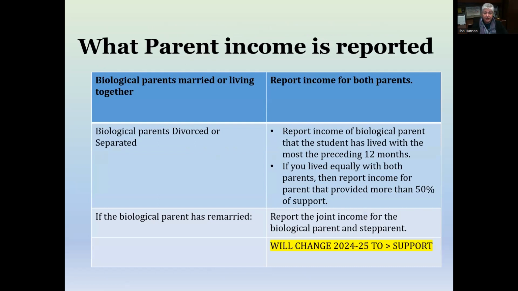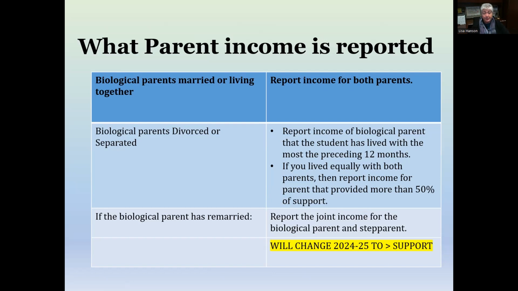Once you have made the determination that parent income is going to be reported, then we need to know what parent information to include. If the student's biological parents are married or if they are living together, then you report income for both parents. And in some cases, you're going to need to take those two tax returns and add those together. Sometimes we'll have married filing separately on the parent section.